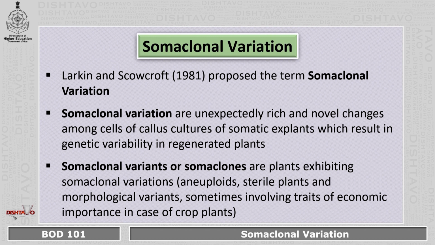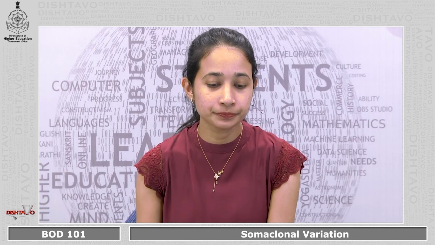Terms such as protoclonal and gametoclonal are used to describe variations from protoplast and anther or pollen culture, respectively.